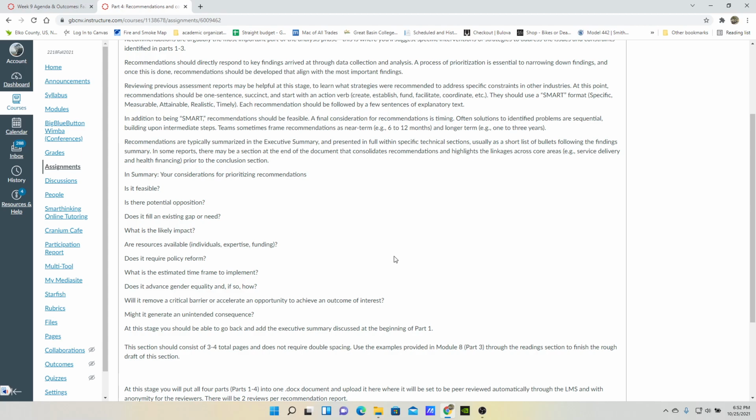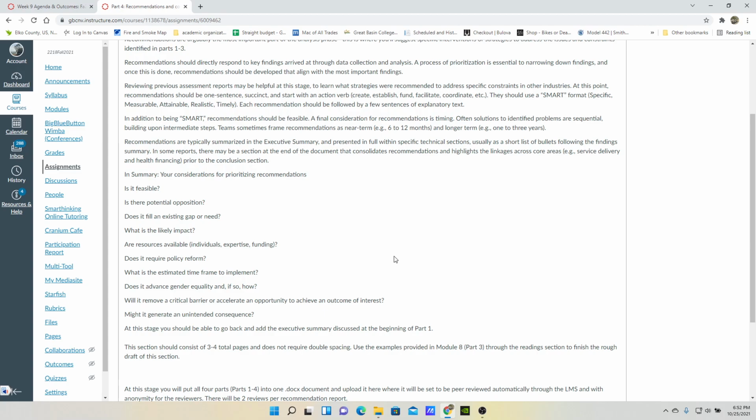Does it fill an existing gap or need? What is the likely impact of your recommendations? Are resources available? Individuals, expertise, funding? Does it require some kind of policy reform within the company or industry that you're working in? What is the estimated time frame to implement your recommendations? And does it advance gender equity? If so, how? Those types of questions still need to be thought about as well.